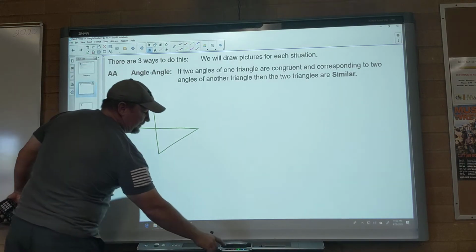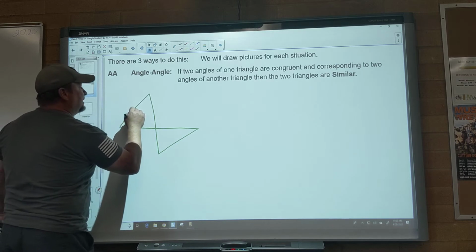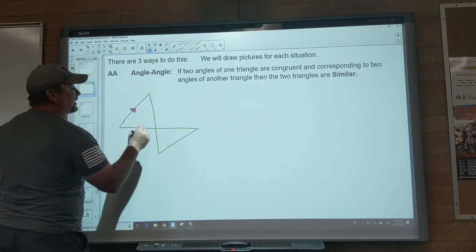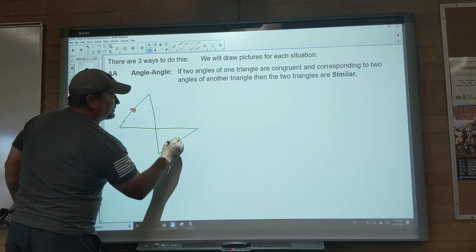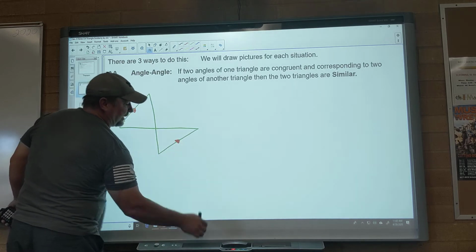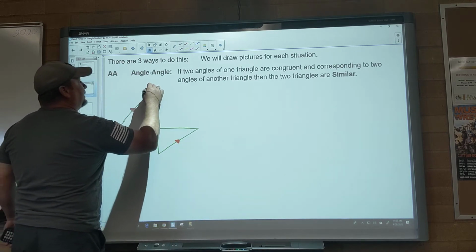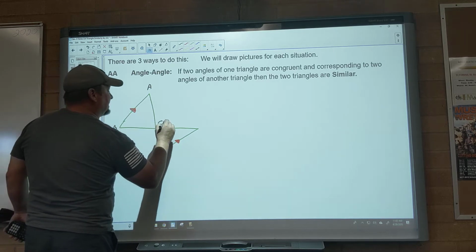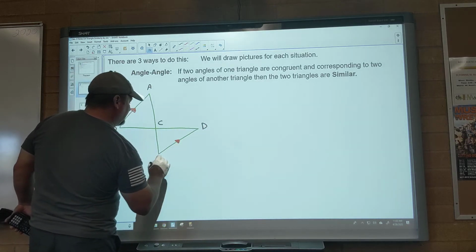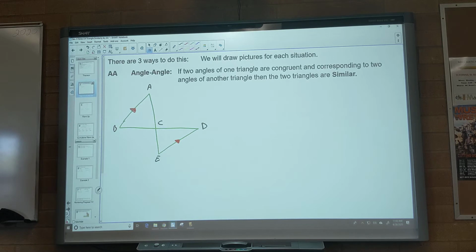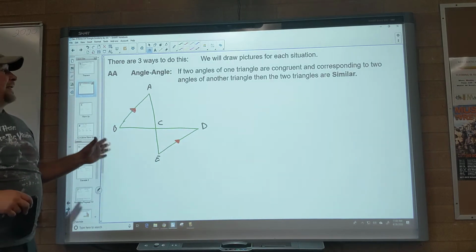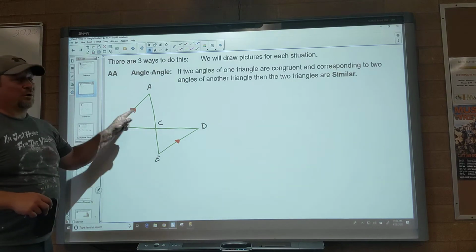Okay, and I have parallel markings here. You guys remember what parallel markings were? They're the arrows. Okay, now I'm going to put some letters on here: A, B, C, D, and E. Right now, there's nothing marked on the picture except for the two parallel markings.